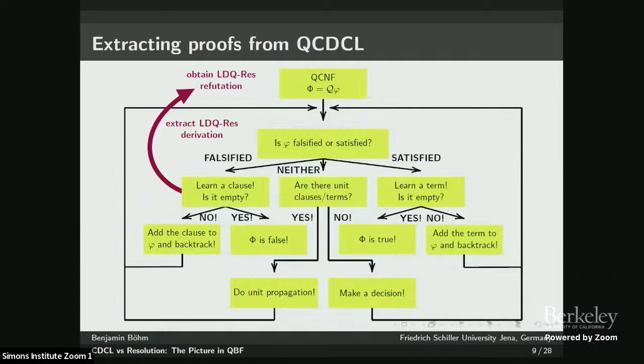Okay, so here you can see at which point in this whole algorithm we can extract these proofs. This is exactly here when we learn a clause. You already know that in CDCL you can extract resolution proofs, and here you extract LDQ-res derivations of these learned clauses. And at the end you have the empty clause, and therefore you get the derivation of the empty clause, and you can stick together all these derivations and get one big refutation of your complete formula.